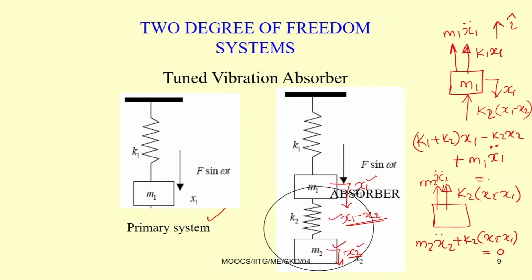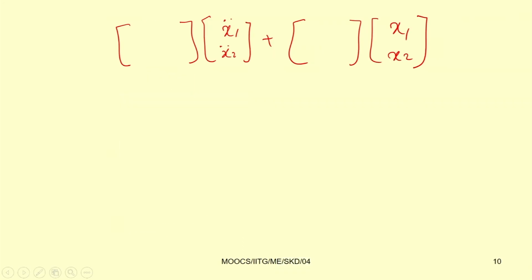So, this force can be written as f sin omega t. If this force is not there, then it will be 0, and the force is acting. So, here we have to write the external force acting, that is f sin omega t, and on the second mass no external force is acting. So, this will be equal to 0.